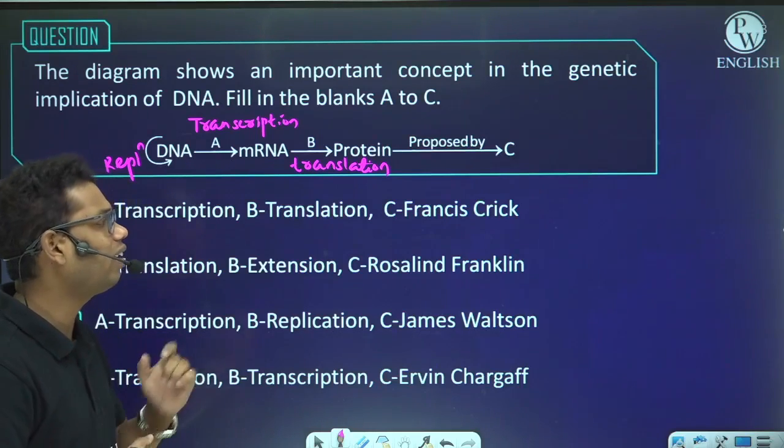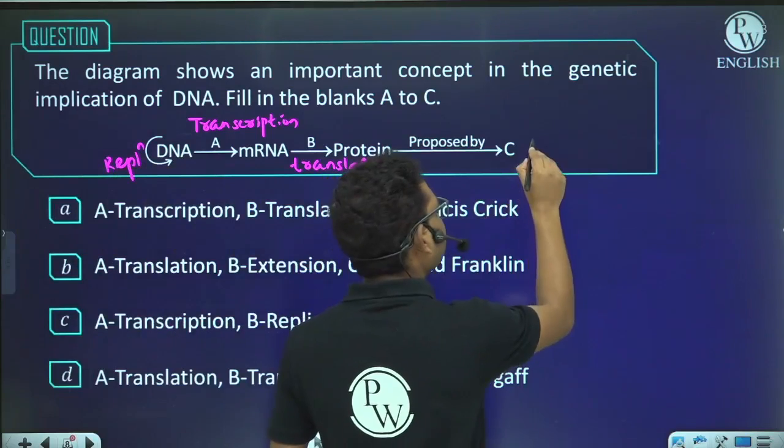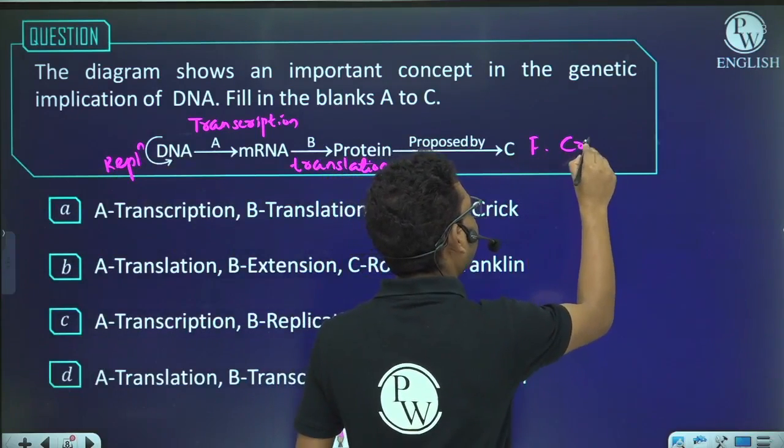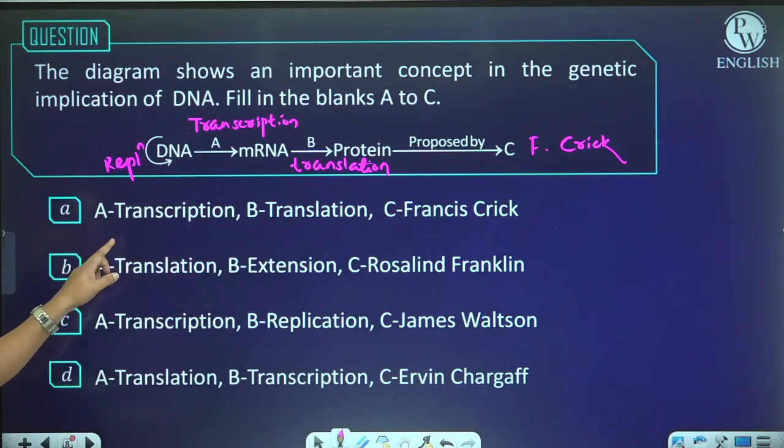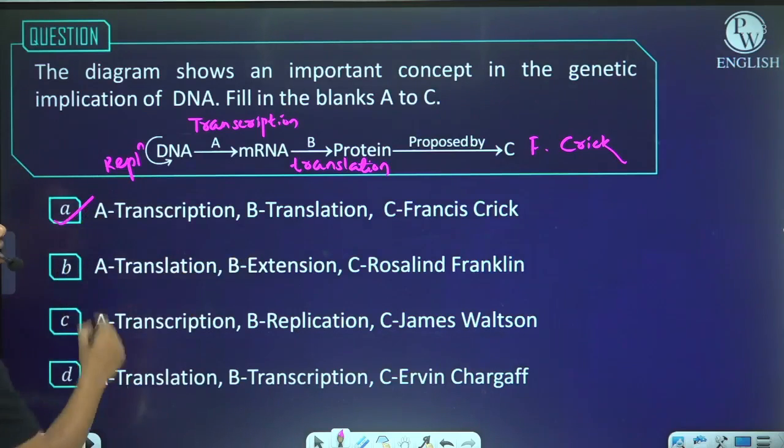Unidirectional central dogma, and this was given by Francis Crick. Who gave it? Francis Crick gave this central dogma. So A is transcription, B is translation, and C is Francis Crick. So the answer is A.